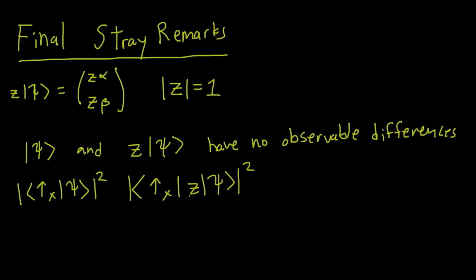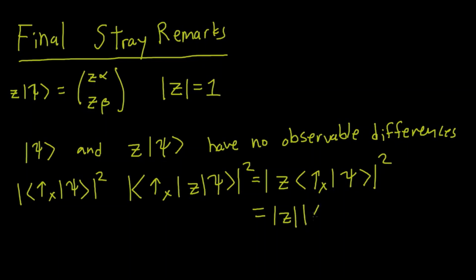But the thing is, and if you really write it out you'll see this for yourself, you can just pull the z out of the brackets, and this is just equal to z out front, and then the inner product of the spin-up state along the x direction with psi. And then the absolute value of two complex numbers multiplied with each other is equal to the product of the absolute values of those two complex numbers.